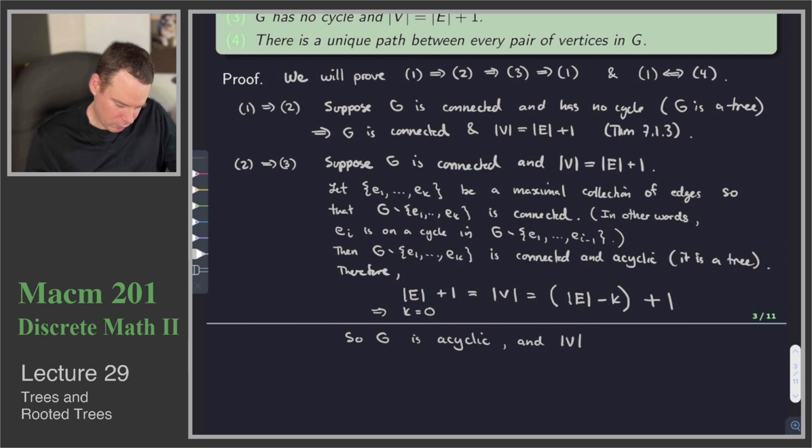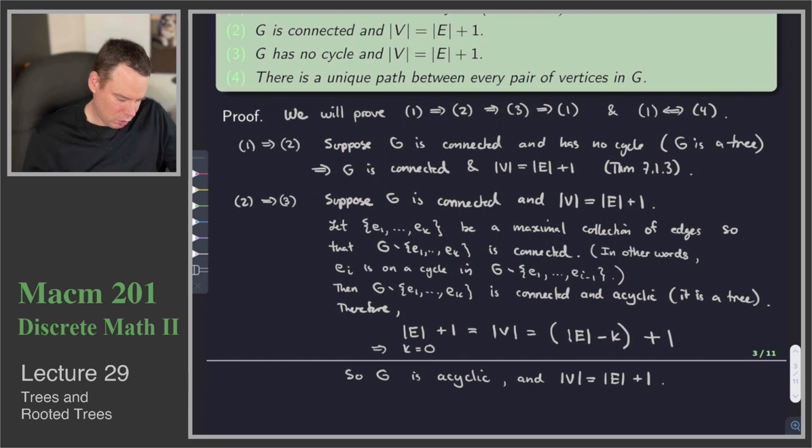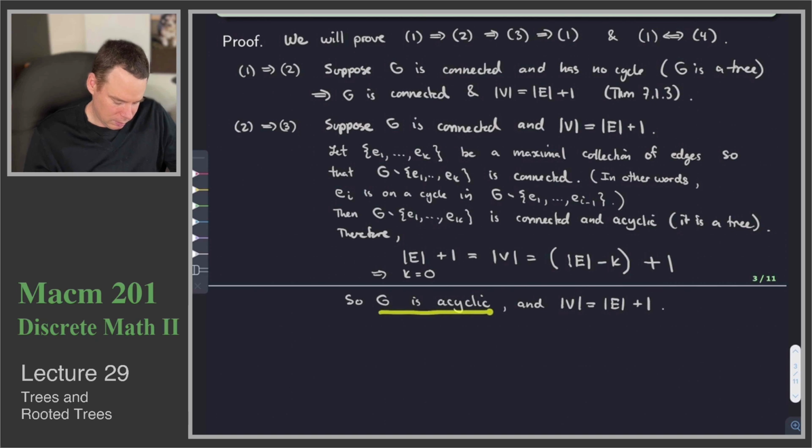And the number of vertices is equal to the number of edges plus 1. So the reason I've written it in that way as our conclusion is because that's what I'm trying to prove. If it's connected and the number of vertices is equal to the number of edges plus 1, then it must have no cycle and the number of vertices is equal to the number of edges plus 1. And that's what we've just shown here, that it is acyclic, or has no cycle, and the number of vertices is equal to the number of edges plus 1. So we've just proven that 2 implies 3. Now we want to show that 3 implies 1.